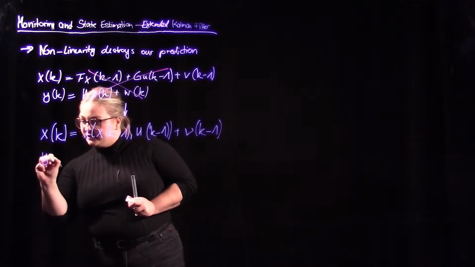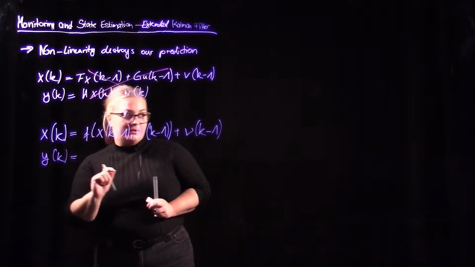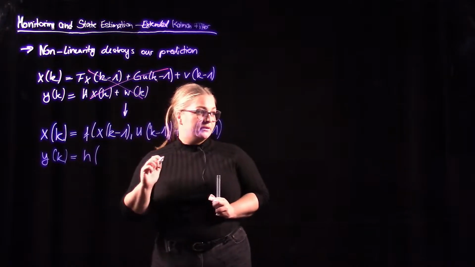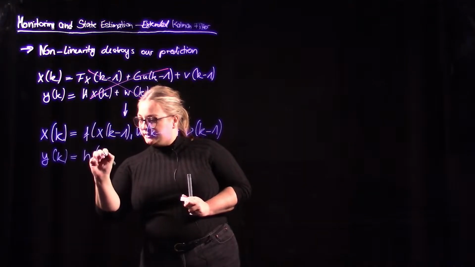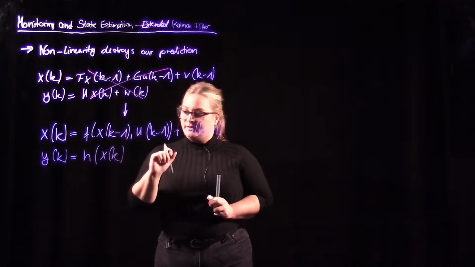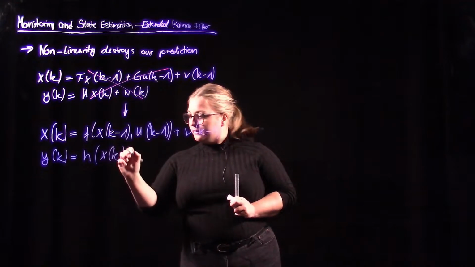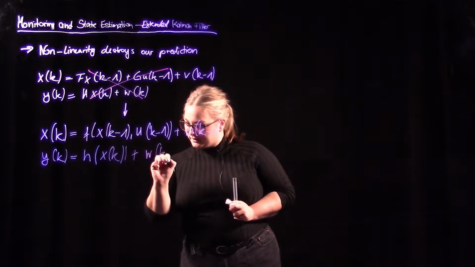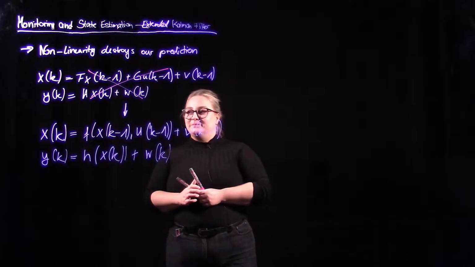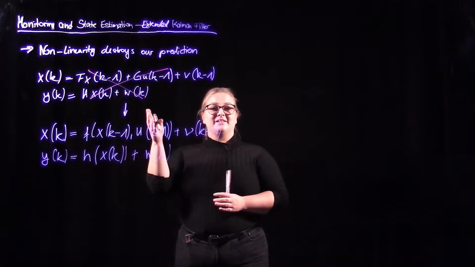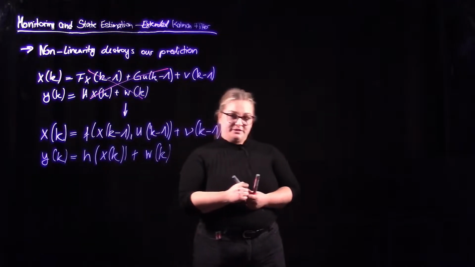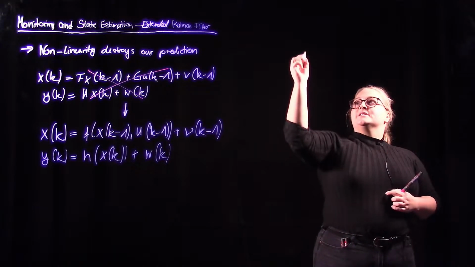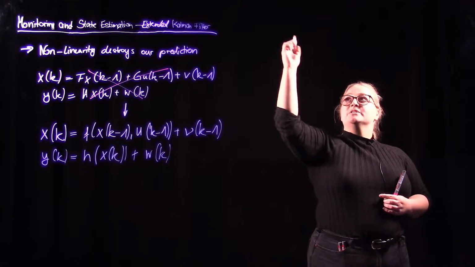For our measurements in the nonlinear system, we would write a function h of our state at the time k plus our sensor noise. So when we have a system that looks like this and that is nonlinear, we have two options instead of the linear Kalman filter. When our system is more complex, we can do two different Kalman filters.